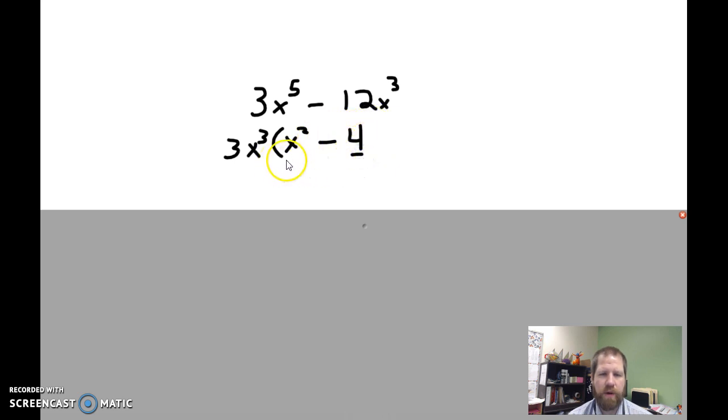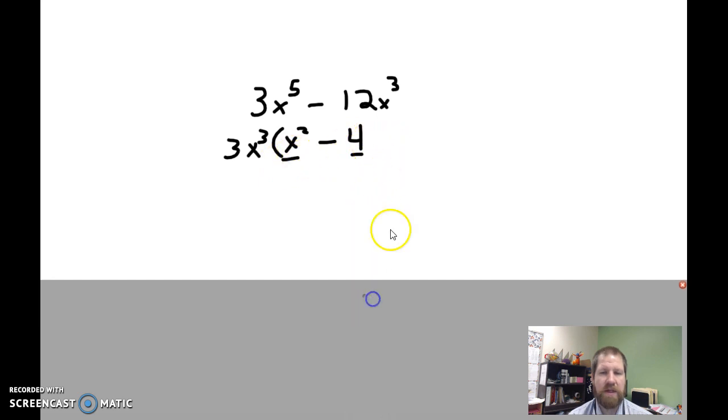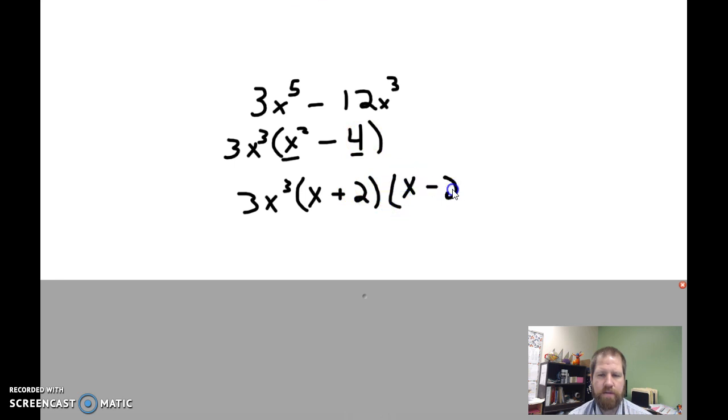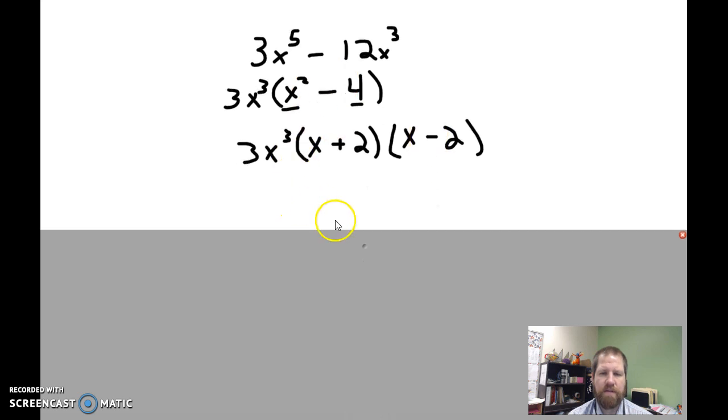4 is a perfect square. X squared is a perfect square. Alright, so if this is the difference of two squares, remember that's going to be 3x cubed, my outside term, times x plus 2 times x minus 2. Okay, again, just a little time saver.